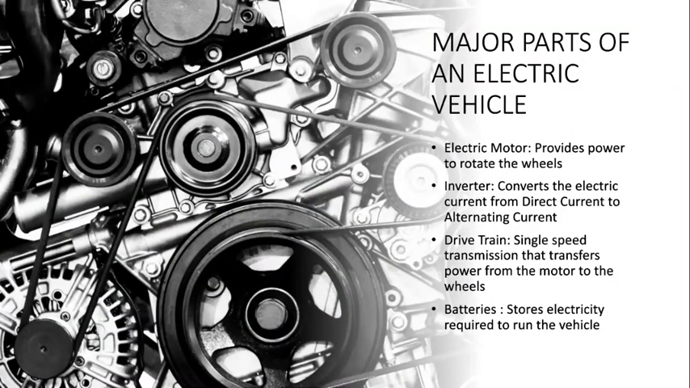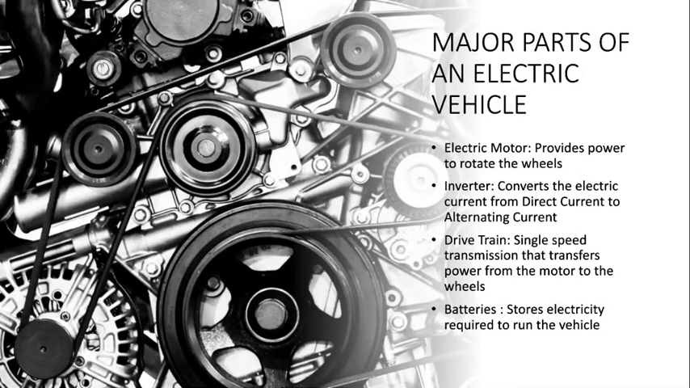Now I want to talk about the major parts of an electric vehicle. We have the electric motor, the inverter, the drivetrain, and the battery. The electric motor provides power to rotate the wheels. That means it provides power to rotate the wheels. Your inverter converts electric current from DC to AC.